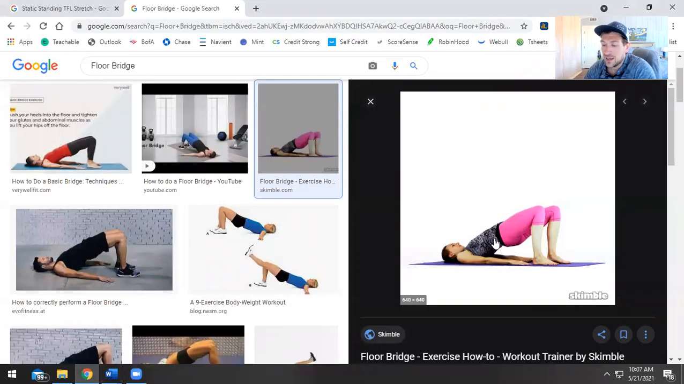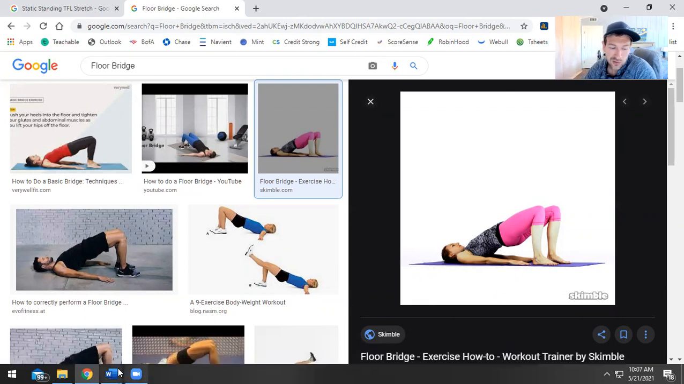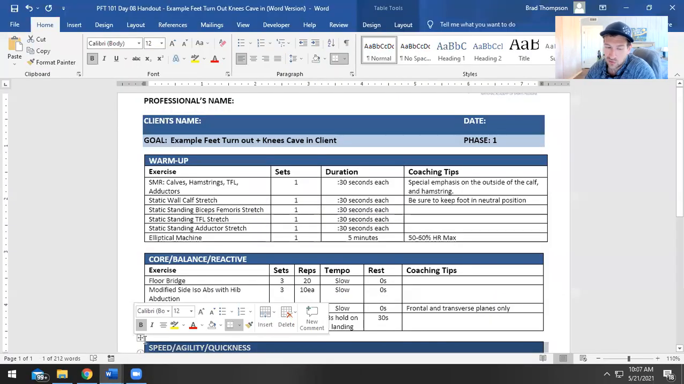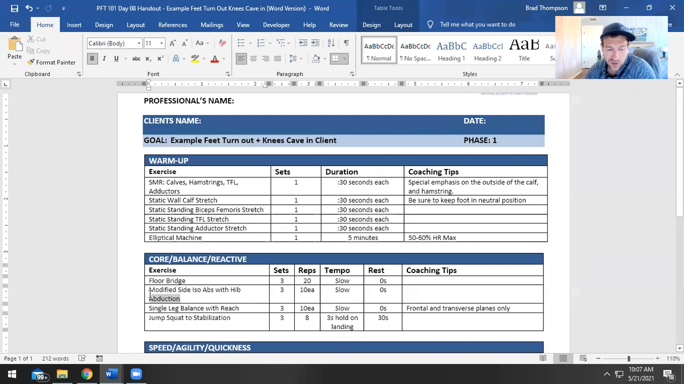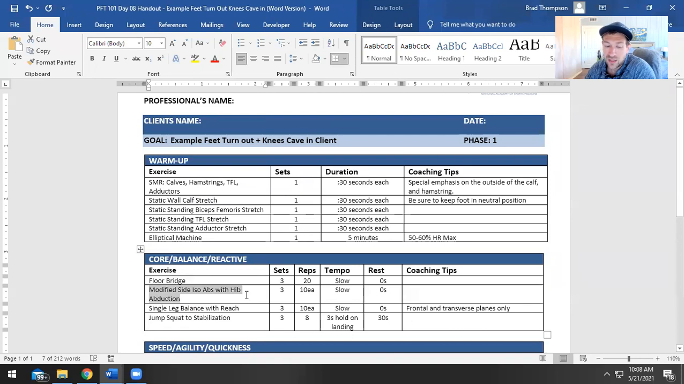Now, because our client is a knee cave inner, feet turn outer, right? We're going to definitely instruct them, because they might have the natural tendency where their foot wants to turn this way. We've got to make sure that while we are instructing them, they keep their toes pointing straight forward.